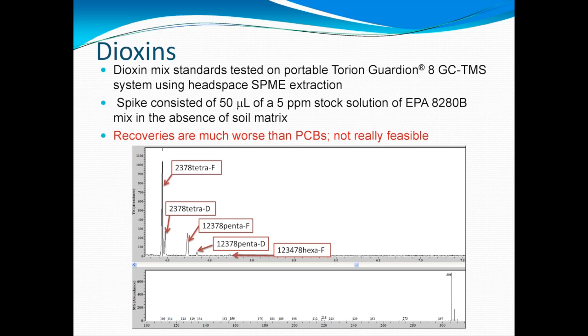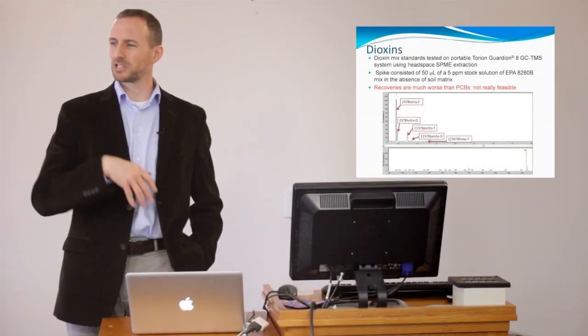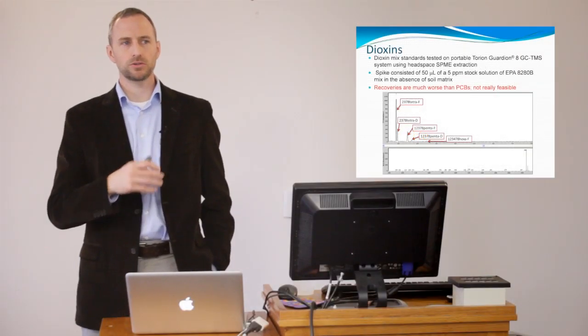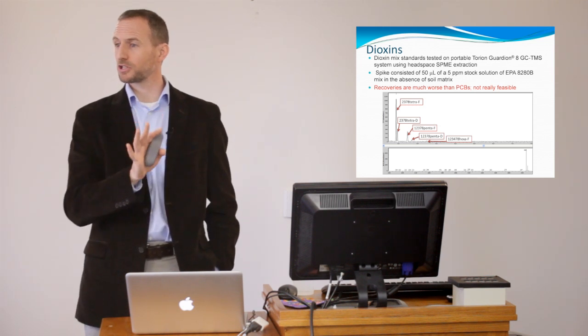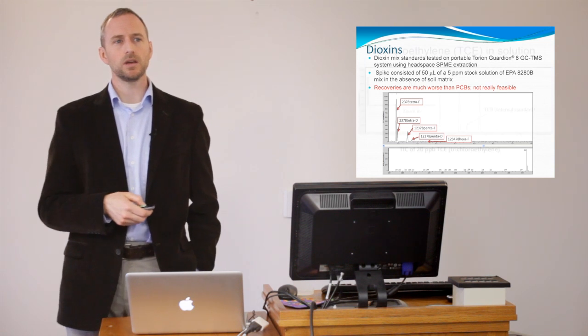As I mentioned before, we have tested this method for dioxins, and here's an example of a dioxin mix that we inject. We are able to identify some of the lighter or smaller dioxins, and the heavier ones basically don't elute. They're just too intransigent to analyze here. So the recoveries are much worse, the detection limits are much higher, and so it's really not realistic to use this particular instrument or the conditions that we've tested for dioxins in soil.